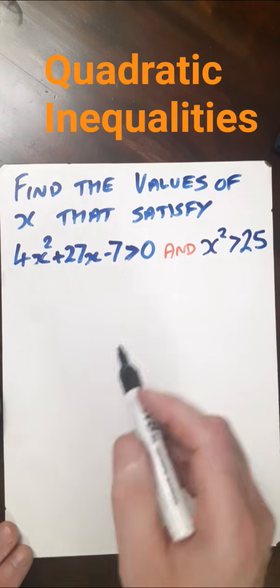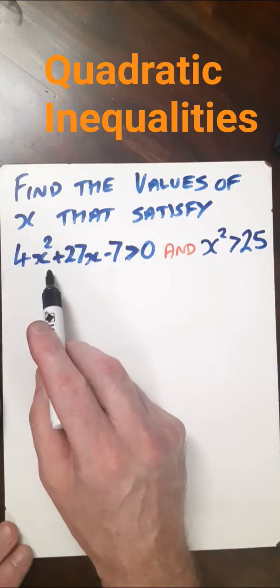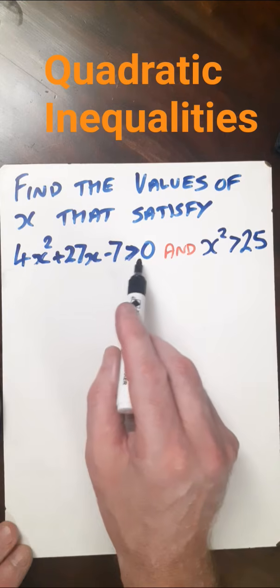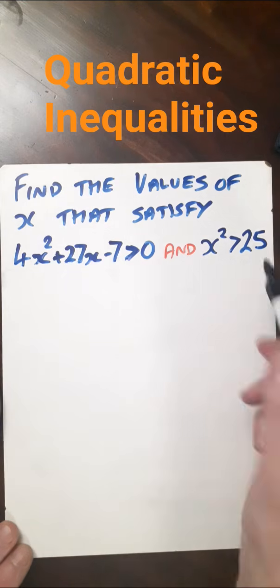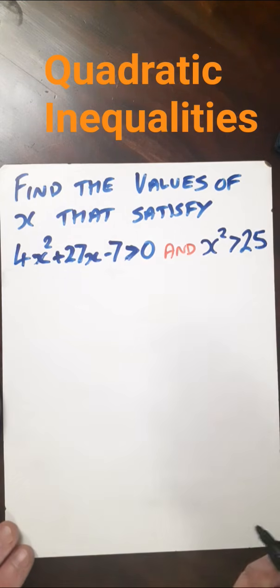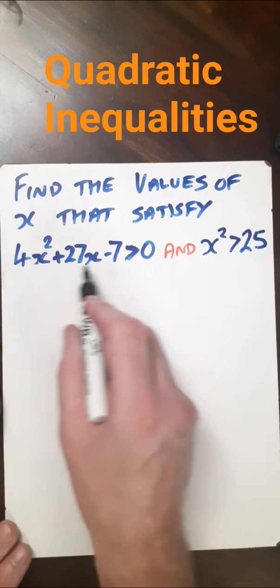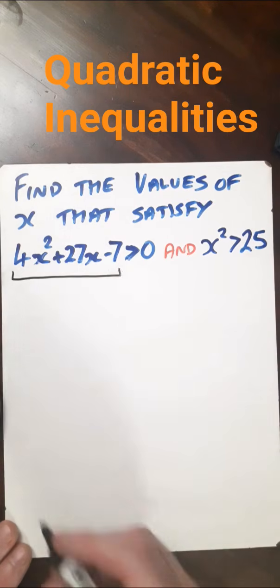So here I need to find the values of x that satisfy 4x squared plus 27x minus 7 is greater than 0 and x squared greater than 25. So let's work out what the critical values are. So let's deal with this one, and I'm going to start by factorising it.